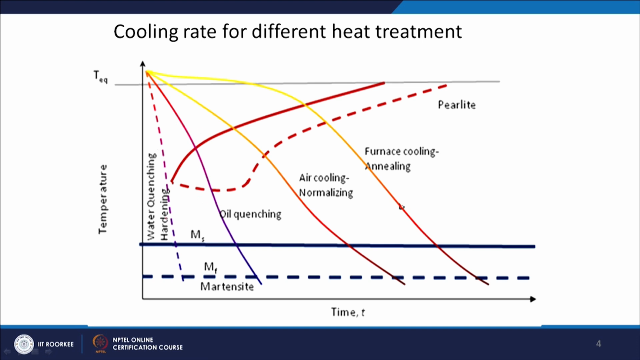Or I can do water quenching also. In that case I will be skipping this nose, so there is no diffusional transformation and the cooling is fast enough to go directly to the martensitic temperature where martensite start is. So in this case I will get martensite directly. Now we will come to them individually, one by one, and try to discuss each heat treatment.